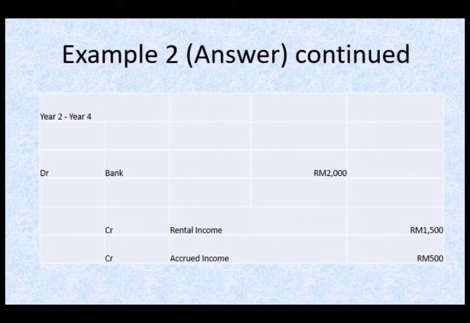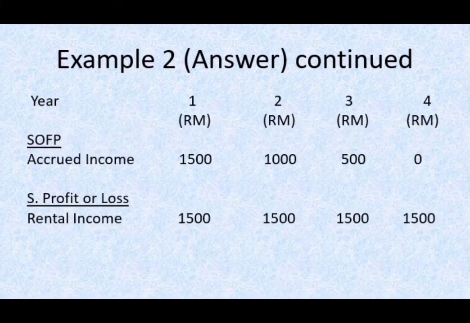Next is the journal entry for year 2 until year 4. It will all be the same, as there will be no such issue with free rent as compared to year 1. So we will debit bank 2000 ringgit, and credit rental income 1500 ringgit and accrued income 500 ringgit. This is how we will present it in the statement of financial position and statement of profit or loss. For the first year, 1500 will be recognized as accrued income in the statement of financial position and 1500 will be recognized as rental income in the profit or loss statement.